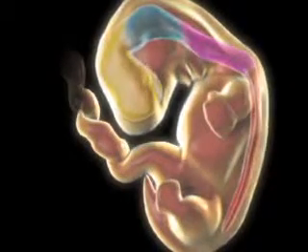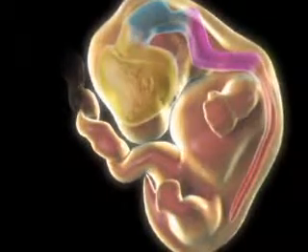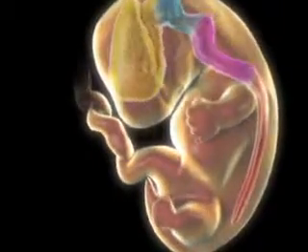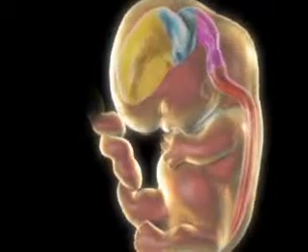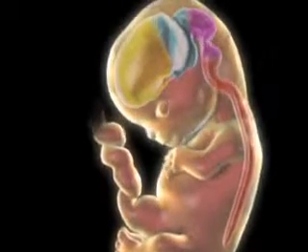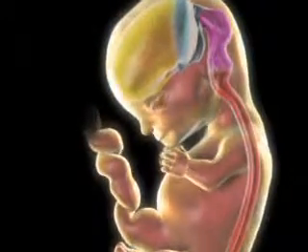Between weeks 4 and 8, the embryo grows rapidly and the face becomes recognizably human. The eyes on the side of the head begin to migrate forward and 2 distinct hemispheres of the cerebral cortex emerge.